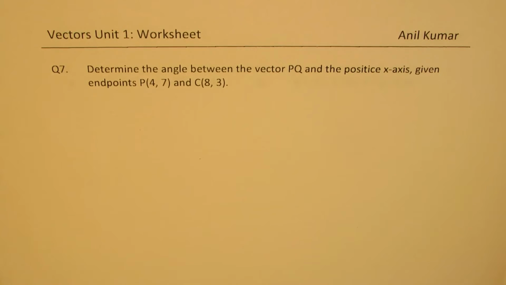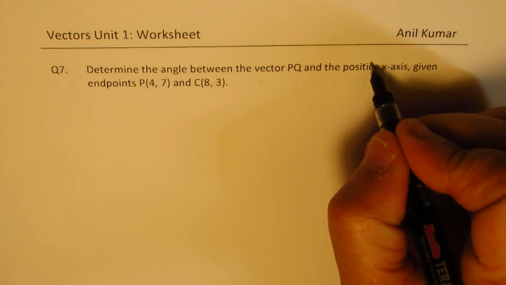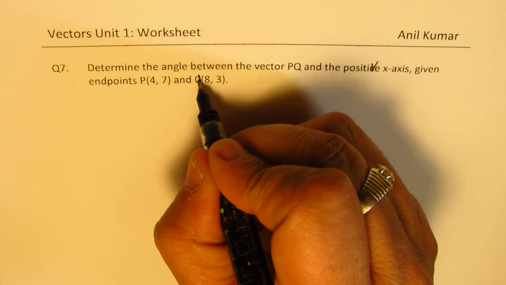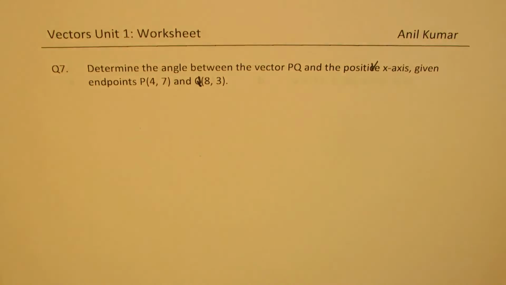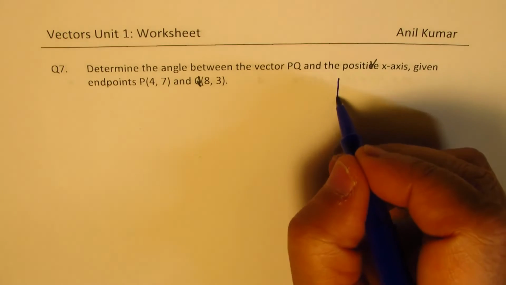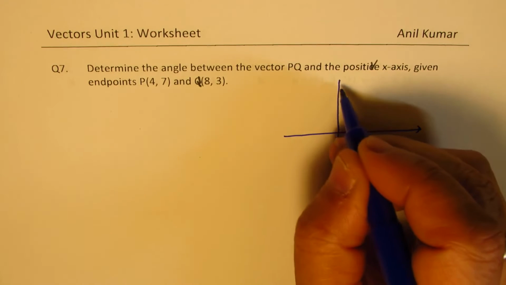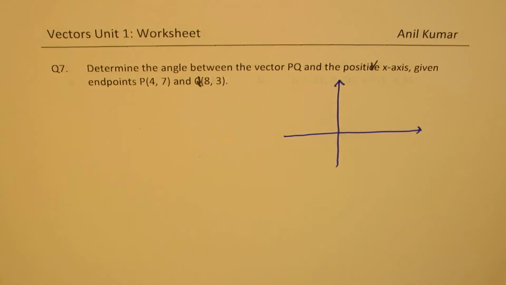Determine the angle between the vector PQ and the positive x-axis, given endpoints P(4, 7) and Q(8, 3). I'm making a lot of typing errors; it's kind of difficult for me to do all this with a broken hand. So we have the points 4, 7 and 8, 3.